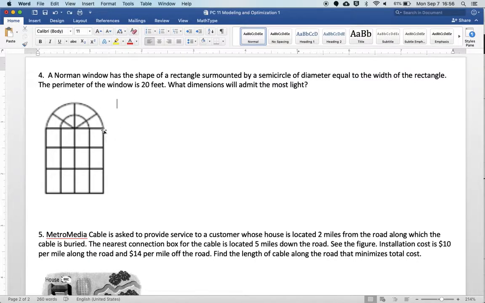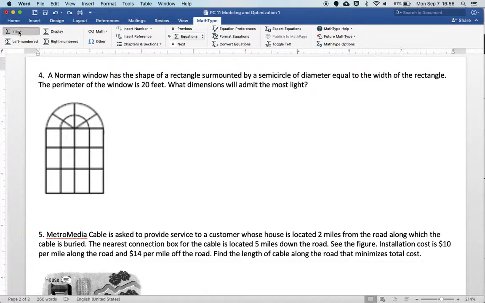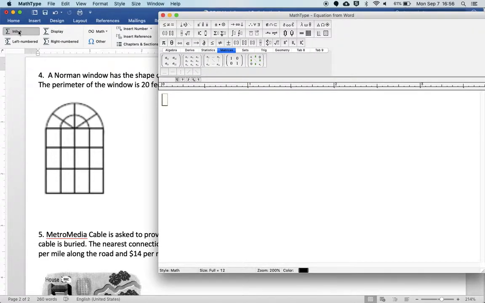Perimeter is the distance all the way around, so that will be that width plus that length plus half of a circumference, or that portion of the semicircle, plus that length. Coming back to that, what dimensions will admit the most light? So we're trying to find the greatest area. We're going to find area. Well, we have a rectangle and a half circle, so we need to know the area of a rectangle and the area of a half circle.